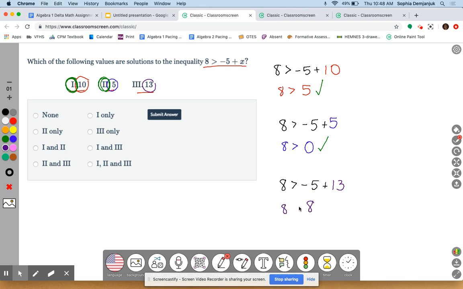Bring down my 8 greater than symbol. And right here we're saying that 8 is bigger than 8. We know that that's not true. So 13 does not work as our option. But if this were to say 8 is greater than or equal to 8, we know that 8 is equal to 8. This would have worked. So I know that 1 and 2 are my only options, so I can go ahead and bubble in 1 and 2 and then submit my answer.